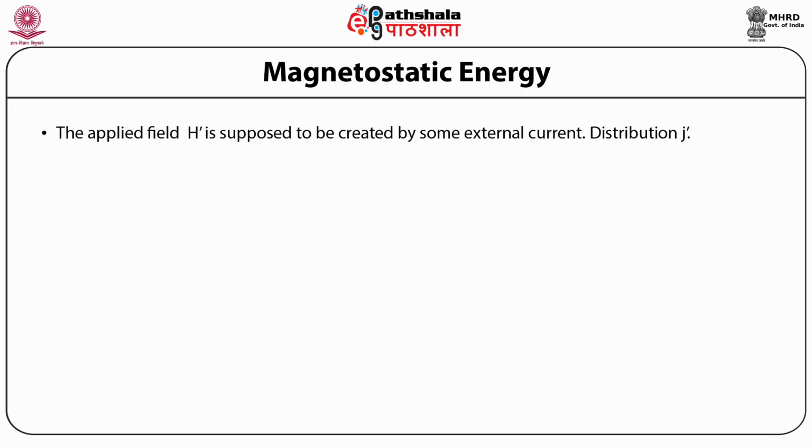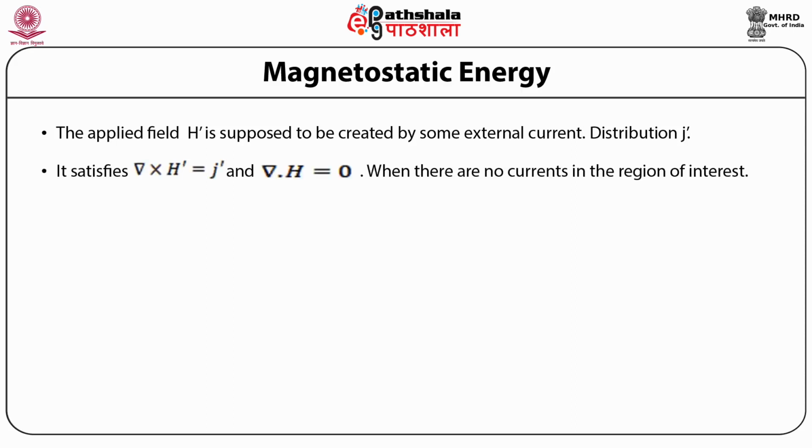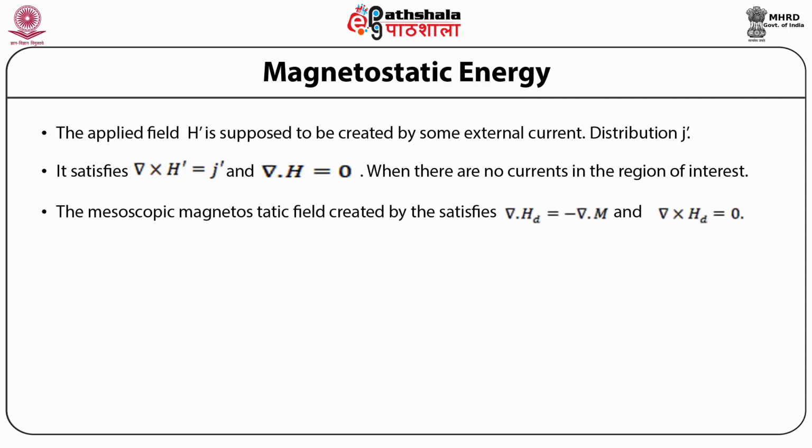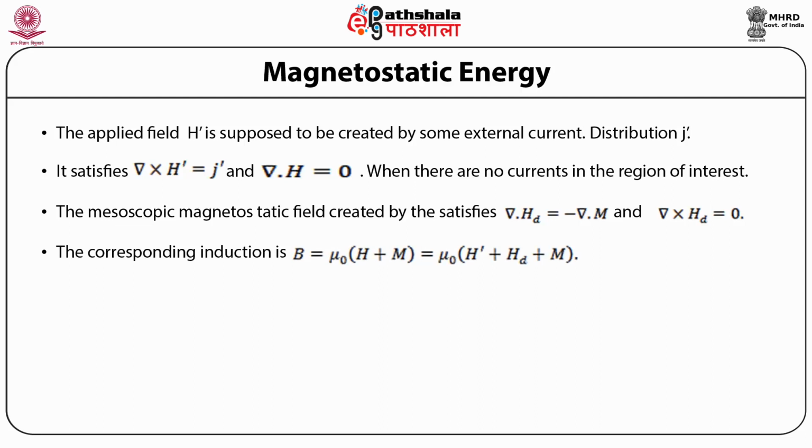The applied field H′ is supposed to be created by some external current distribution J′. It satisfies curl H′ equal to J′ and divergence of H′ equal to 0. When there are no currents in the region of interest, the magnetostatic field Hd created by M satisfies divergence of Hd equal to minus divergence of M and curl of Hd equal to 0. The corresponding induction is B equal to μ0(H plus M), which is equal to μ0(H′ plus Hd plus M).